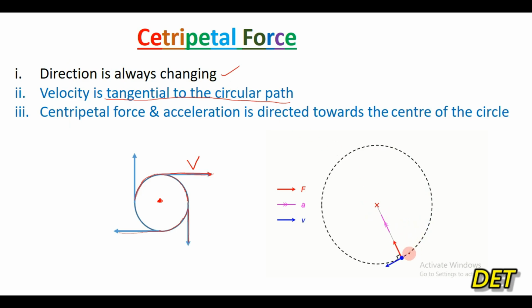So if you look at this object, you can see that the direction is always changing. It will go up, turn this way, turn this way, turn this way. So the direction is always changing. And then lastly, the centripetal force and the acceleration is directed towards the center of the circle. So this is very important.